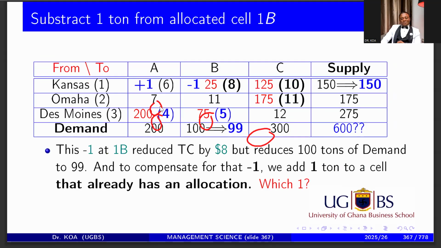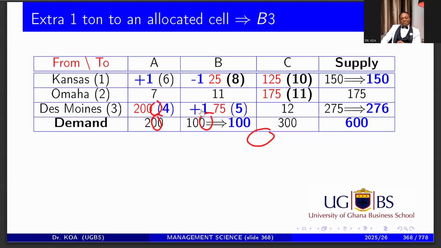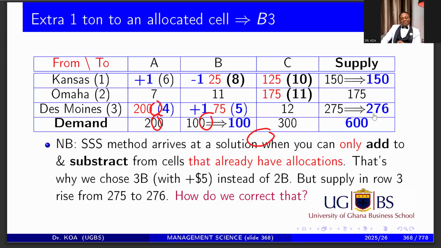So the question is, which one has got allocation? This one here. Okay. On this level here, the lowest cost is going to be the 5. And therefore, you subtract this one. That's the one you are touching. Sorry, you add +5 to the 75. And when you do that +5, this one goes back to 100. But once you do that, you move the total here to 276 instead of 275. Okay, so now you need to find a way to bring that one down.